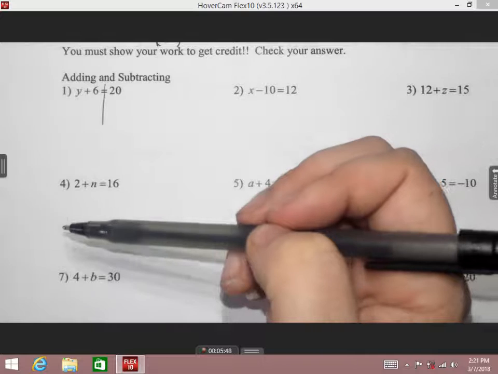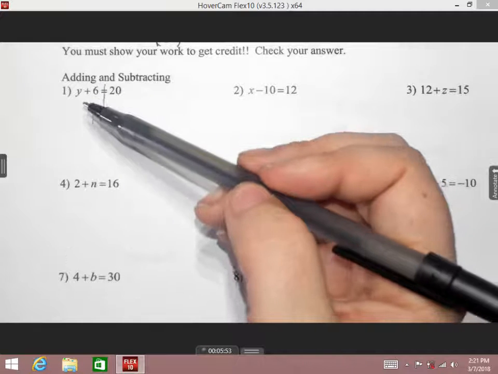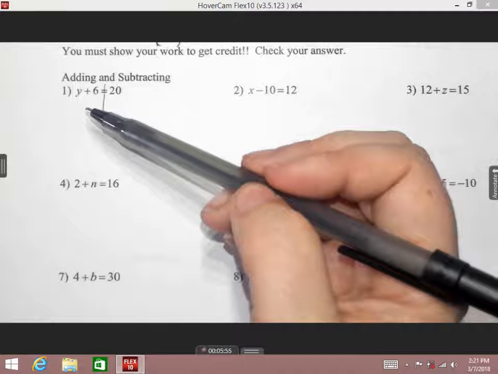Is Y alone right now? No. Y has a friend over right now, 6. 6 is hanging out with Y. We don't want 6 hanging out with Y. We want Y by itself.